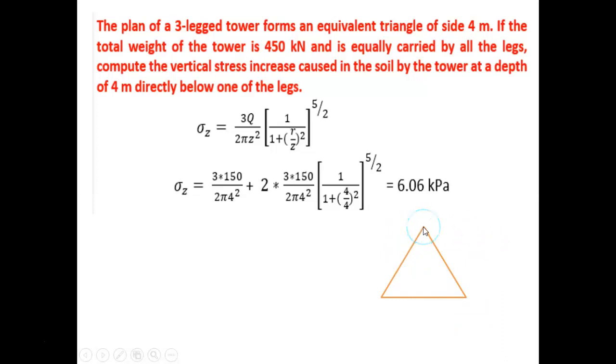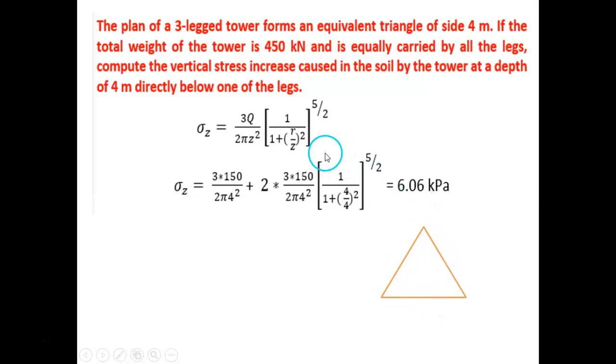So the load that is coming on each leg is 450 by 3, that is 150 kilonewton. Now if you consider any one leg, because it is asked to find the increase in stress directly below one of the legs, then whatever the load that is acting at this leg will become direct load and the other two loads will become neighboring loads with a radial distance of 4 meter each.